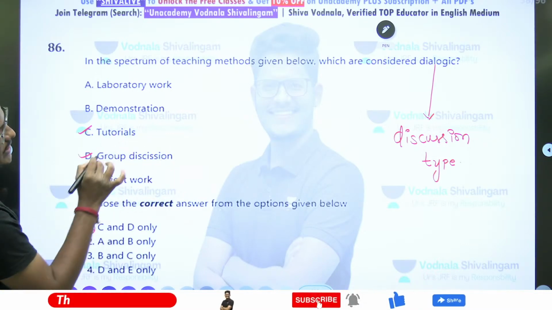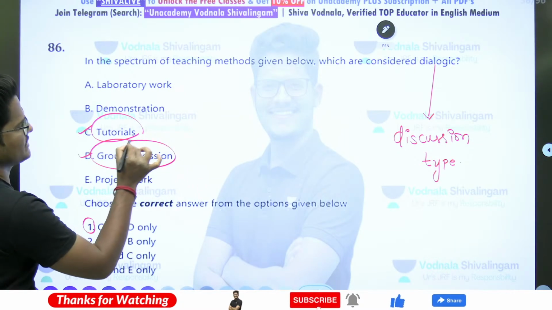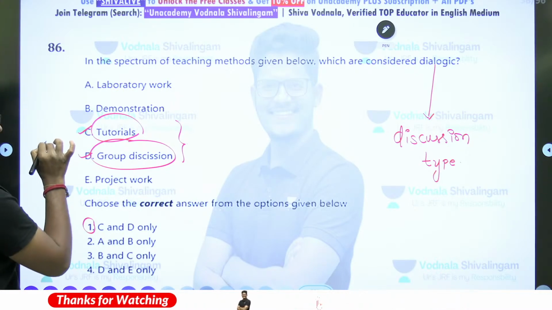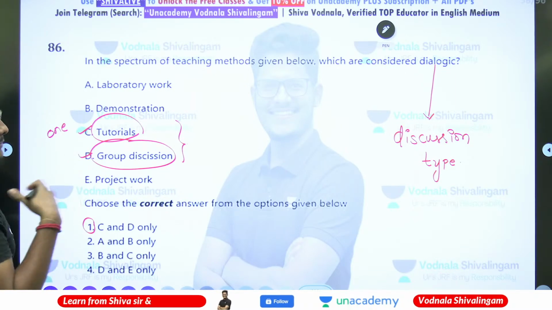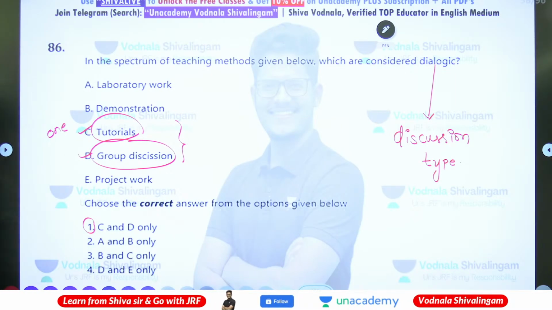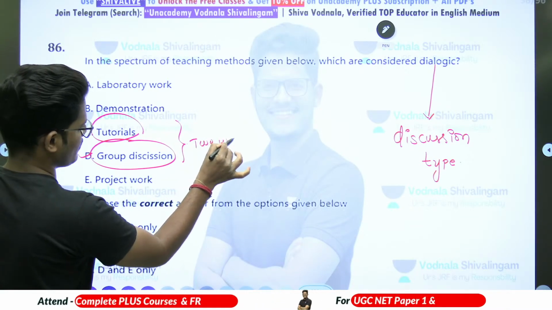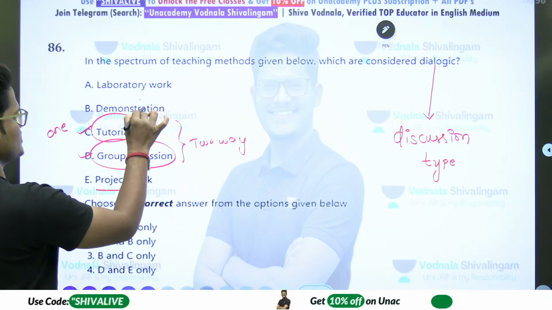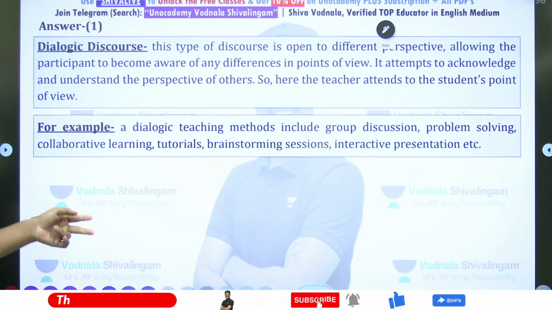Dialogic is a discussion type. Tutorials and group discussions here indicate dialogic. But tutorial, in the sense, is one-to-one or many-to-many. A personal type of training will be there. That comes under the tutorial. A two-way type of interaction is going to be there. Project work, individual. Demonstration also individual. Laboratory work is a practical one. Next.